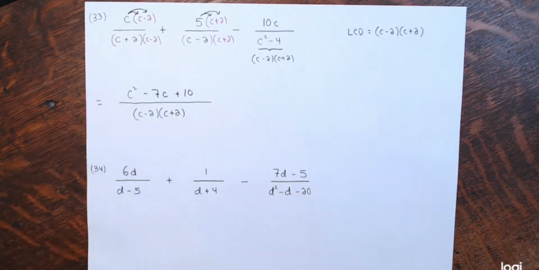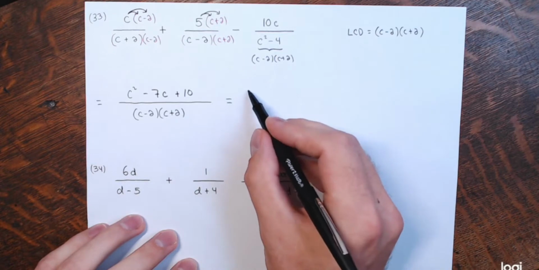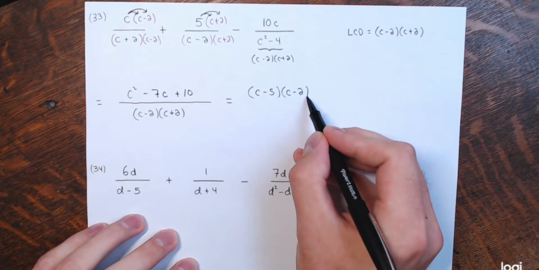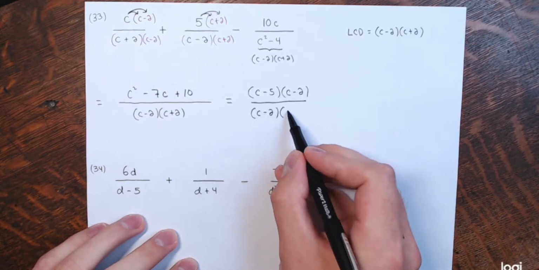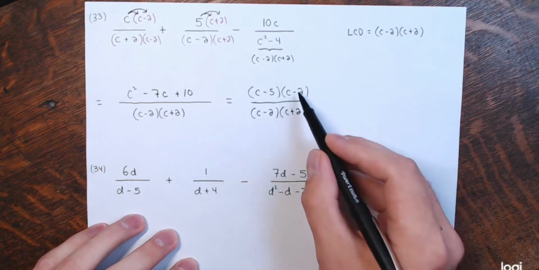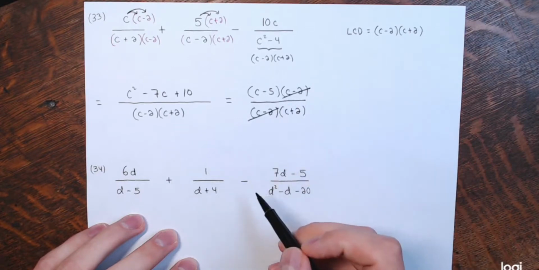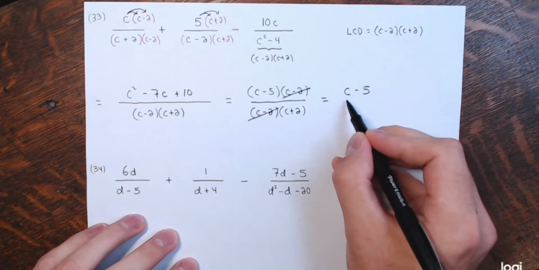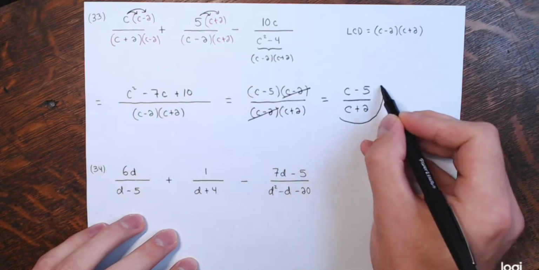Let's see if we can simplify the fraction as a whole though. Factor the numerator, factor the denominator. Well, this one can be. The numerator factors to c minus 5 times c minus 2. And the denominator was that LCD, c minus 2 times c plus 2. And I am seeing, hooray, a common factor of c minus 2 in both the numerator and denominator. So I'm left with c minus 5 in the numerator, c plus 2 in the denominator, and that is it. There are no more common factors.